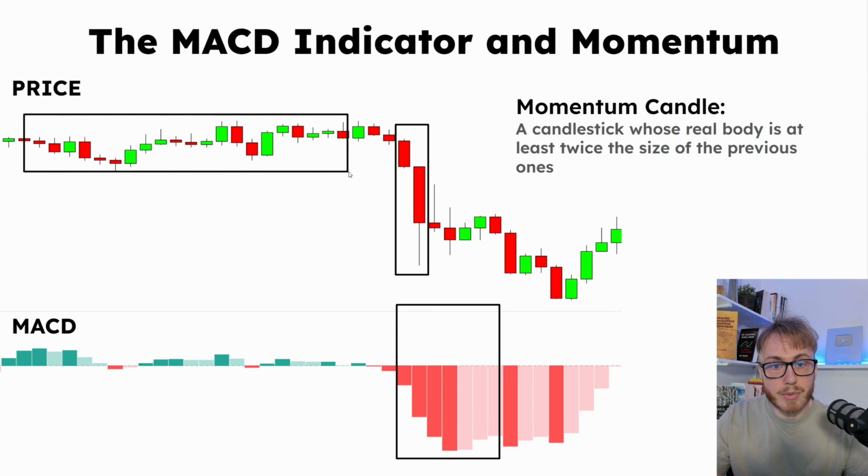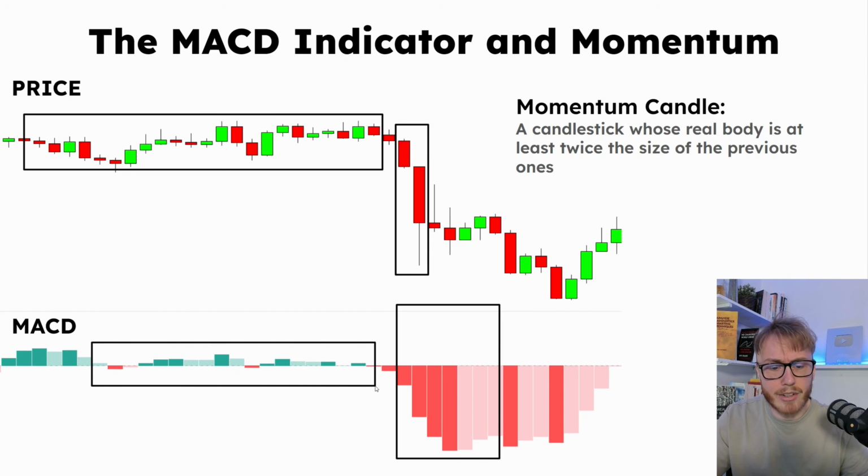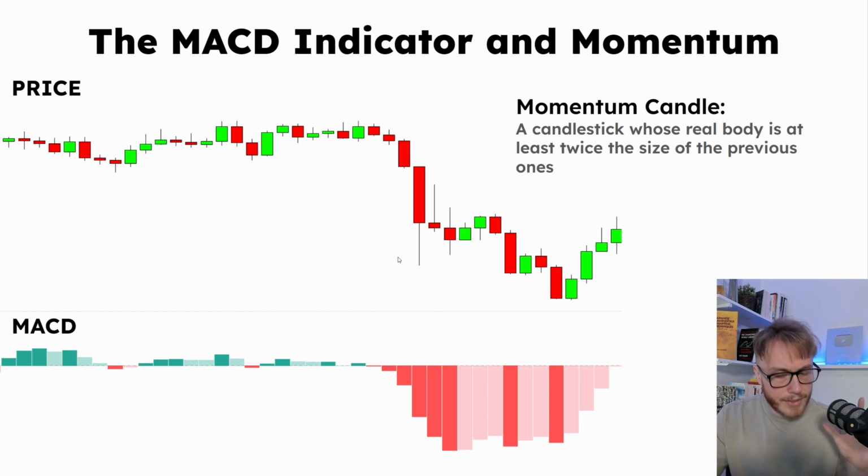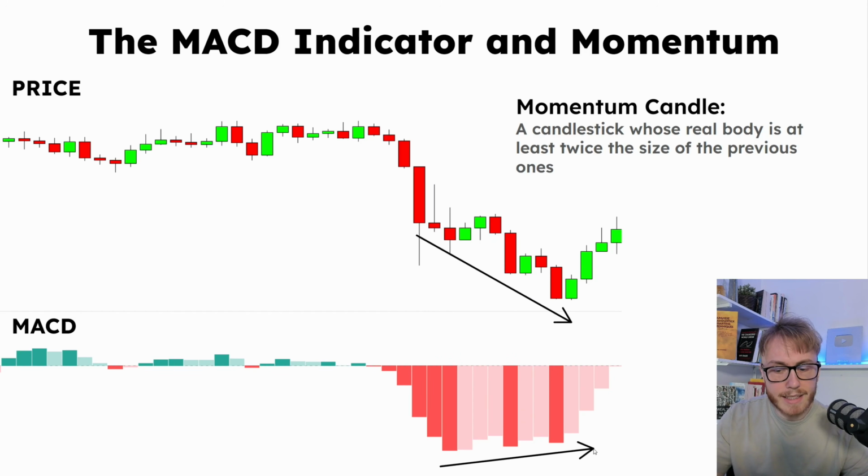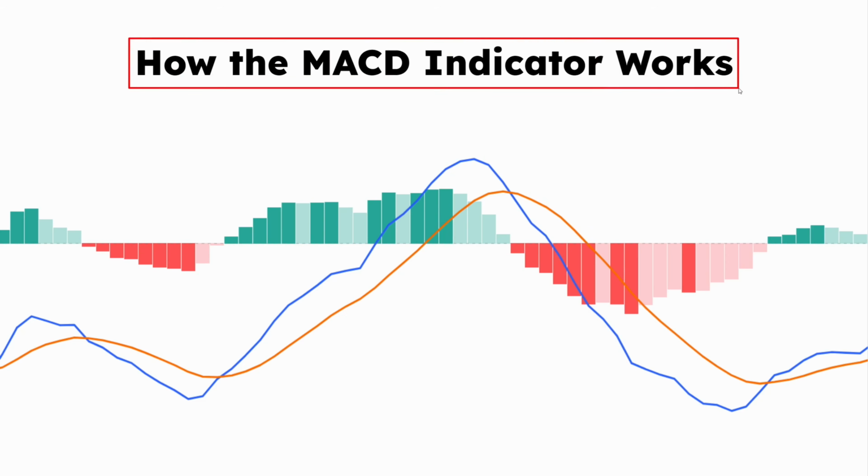While during the part right here, where we pretty much see no momentum candles and the price is just going sideways, we can see that the MACD indicator is also extremely tiny. Another important thing to notice here is that even though after these momentum candles the price continues to push down, you can actually see that the MACD indicator goes slightly in the opposite direction. And to understand why this is the case, we need to dive a little bit deeper into how the MACD indicator actually works.